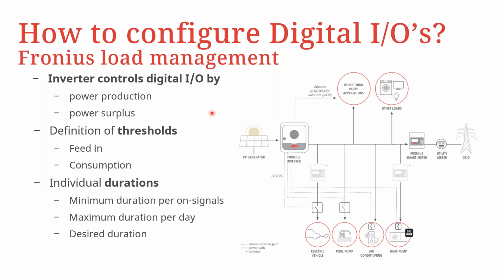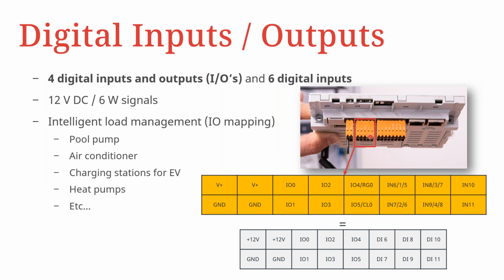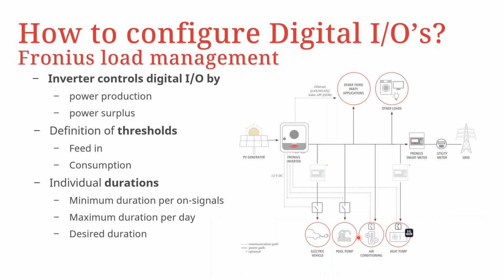So going forward, how to configure digital input outputs. We have a dedicated webinar that elaborates on how to do this step by step. But just to give you an overview with this single line diagram: just like I explained earlier in the previous slide, if you have a pool pump, an electric vehicle, air conditioner, or a heat pump, as you can see in this case, you can, through this input-output port terminal, control these appliances via an external relay.